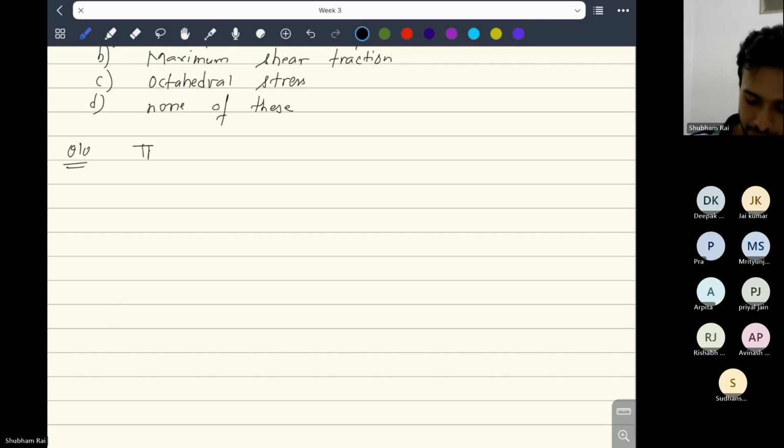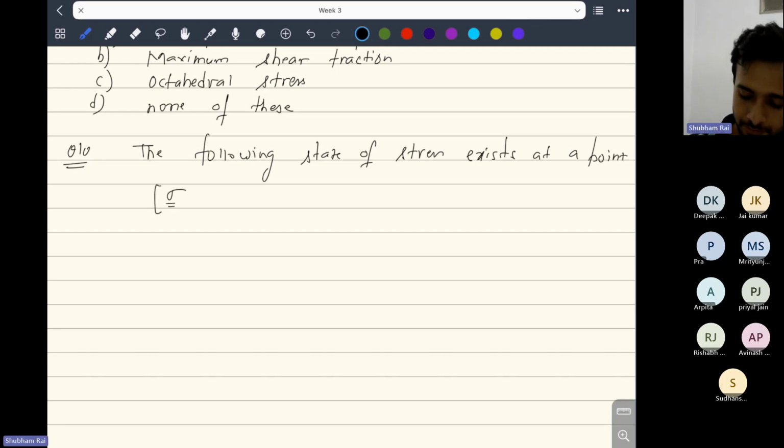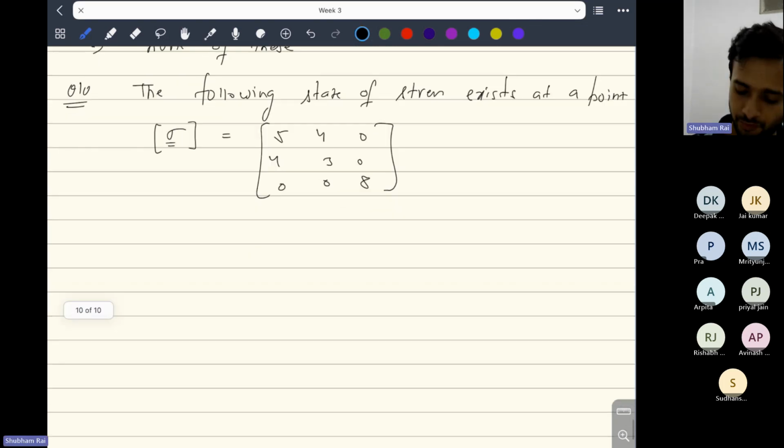It says the following state of stress exists at a point that is given by sigma, which is 5, 4, 0; 4, 3, 0; 0, 0, 8. Right. So you have to find the principal stresses.